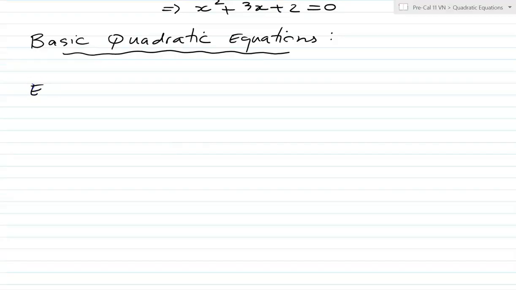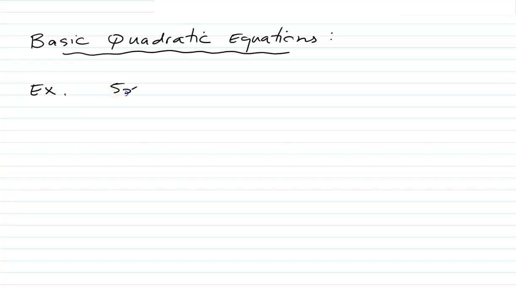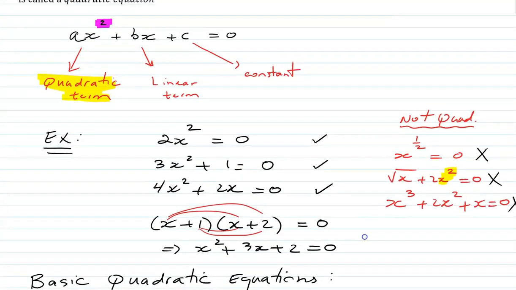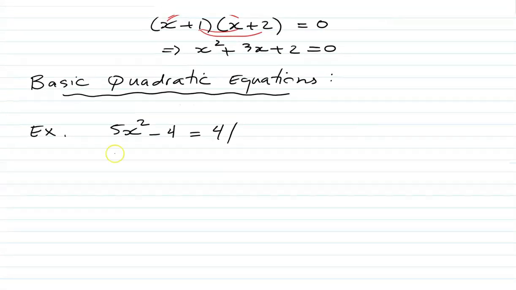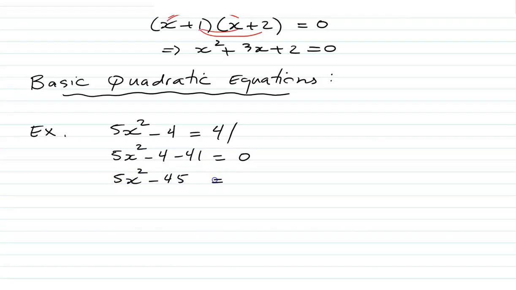For example, let's look at example 1. We have 5x squared minus 4 is equal to 41. Well, this is a very basic equation, and in this case you notice that it's not equal to 0. So first we have to set it up equal to 0. We have to maneuver or massage this equation so it's set up as the original form, ax squared plus bx plus c equal to 0. It has to be equal to 0. Well, we can rewrite this as 5x squared minus 4 minus 41 is equal to 0 because you're just subtracting 41 from both sides. So 5x squared minus 45, set that equal to 0.